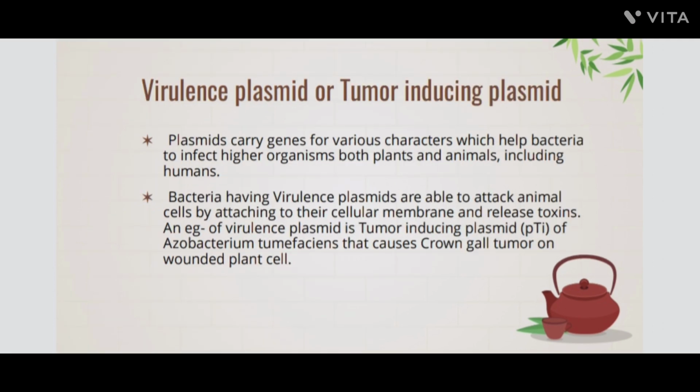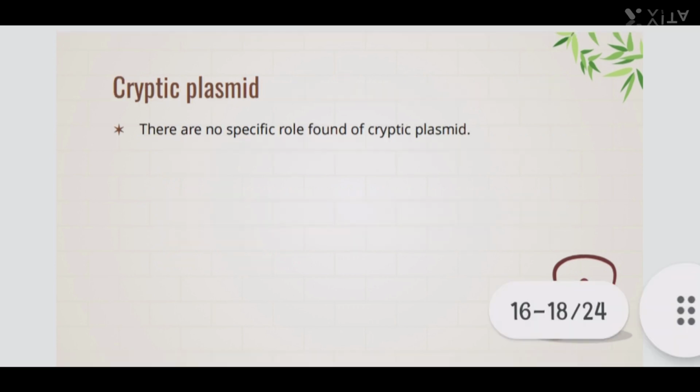Virulence plasmid or tumor-inducing plasmid. Plasmids carry genes for various characters which help bacteria to infect higher organisms, both plants and animals, including humans. Bacteria having virulence plasmids are able to attack animal cells by attaching to their cellular membrane and they release toxins. The last one is cryptic plasmid. There is no specific role found for cryptic plasmid.